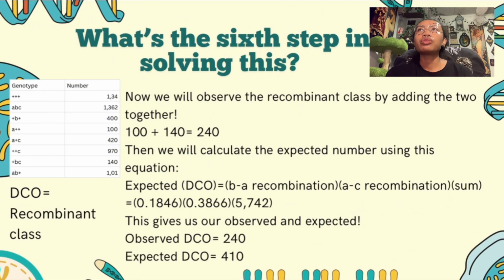For the next step, we will observe the double recombinant class by adding the 2 together. 100 plus 140 equals 240. Then we will calculate the expected number using this equation. Expected DCO, which stands for double crossover, equals B minus A recombination times A minus C recombination times the sum, which will be 0.1846 times 0.3866 times 5,742, and this will give us our observed and expected. So the observed DCO will be 240, and the expected DCO will be 410.